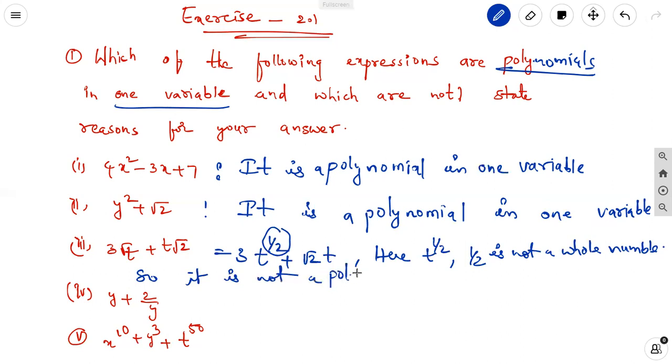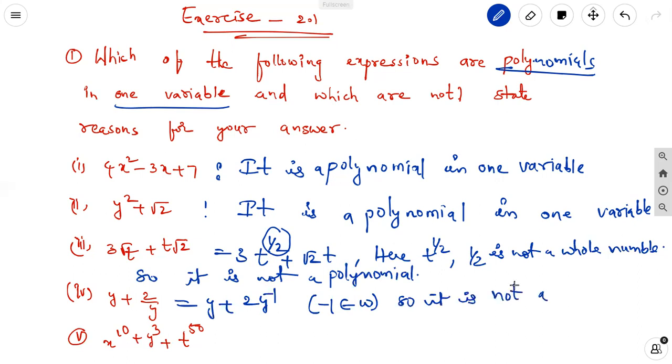Not a polynomial. Why? Because the exponents must always be whole numbers only, either 0 or 1, whatever the positive values or zeros. Here also, it is y plus 2 into y power minus 1. Here minus 1 does not belong to whole numbers, so it is not a polynomial.